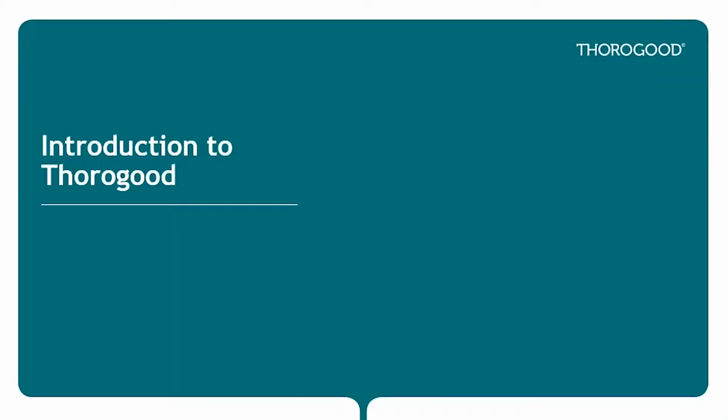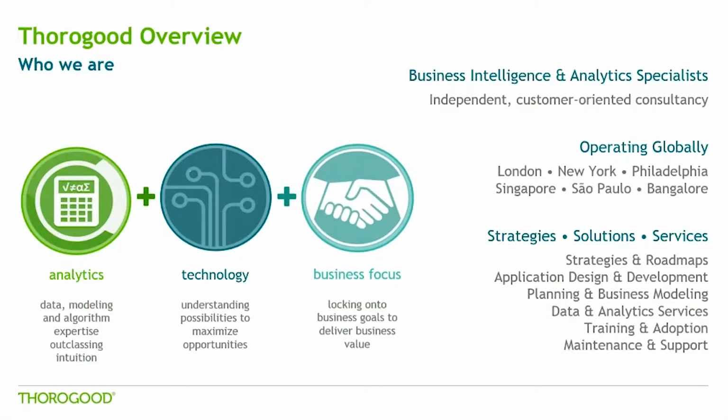So for those of you who are unfamiliar with Thoroughgood, we're an independent professional services consulting firm specializing in business intelligence and analytics solutions. We've been delivering value in the space for over 25 years. We operate as a single organization serving our customers globally and often working in leveraged teams across our offices in New York, Philadelphia, London, Bangalore, Sao Paulo, and Singapore. All of our consultants are recruited and trained in the same way to develop a unique mix of business understanding, technical expertise, and analytical ability.